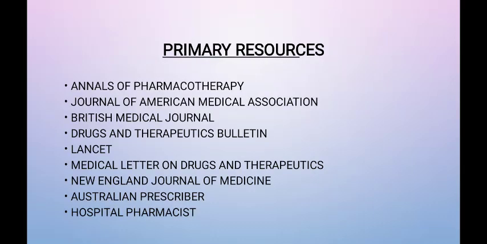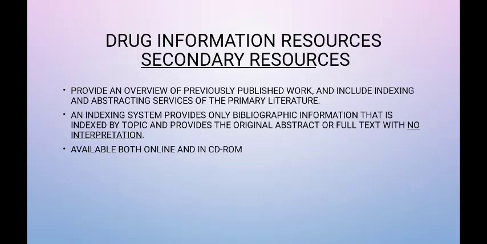Here is the list of primary sources, like journal names: Annals of Pharmacotherapy, Journal of the American Medical Association, BMC, Lancet, MedNet, Australian Prescriber and Hospital Pharmacy. These are the primary sources of information.